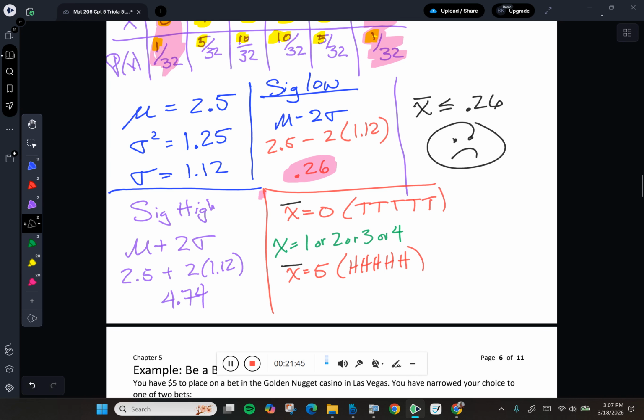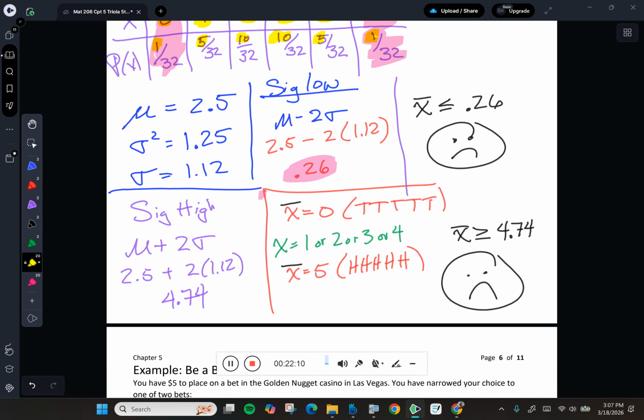Right? Flip side of that is if I got an average for running this experiment a bunch of times of anything greater than or equal to 4.74, I would also think something is wrong with this experiment. These shouldn't happen, right?